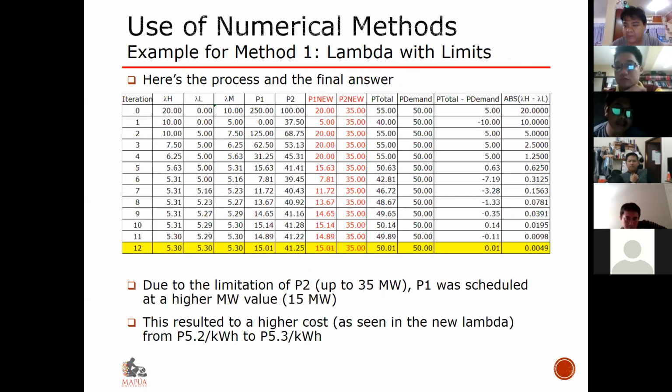Now what do you see? From 5.2 pesos per kilowatt hour, na wala sanang limitation si generator 2, pero may limitation pala siyang 35, we result to a higher incremental cost, lambda. Dati 5.2, now we have 5.3. Nakuha ba? Because whenever you're having a constraint, every time na may nalilimit, meron sanang cheaper, pero hindi ko ma-deliver yon, what will happen? Someone more expensive will deliver it for you. That's why from 5.2, we're resulting to 5.3. Okay?